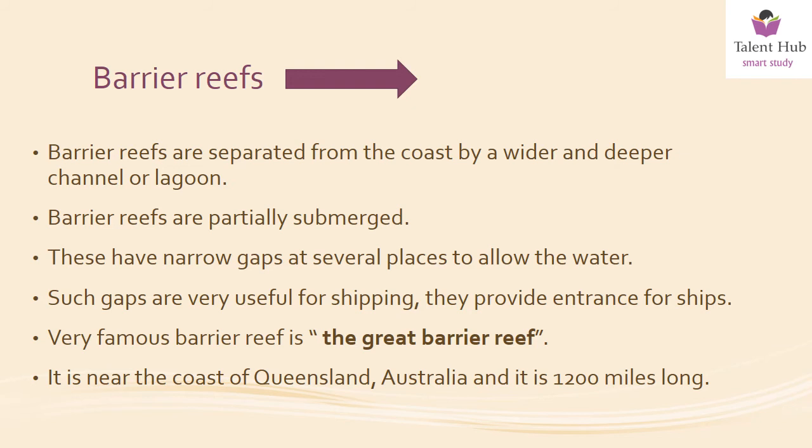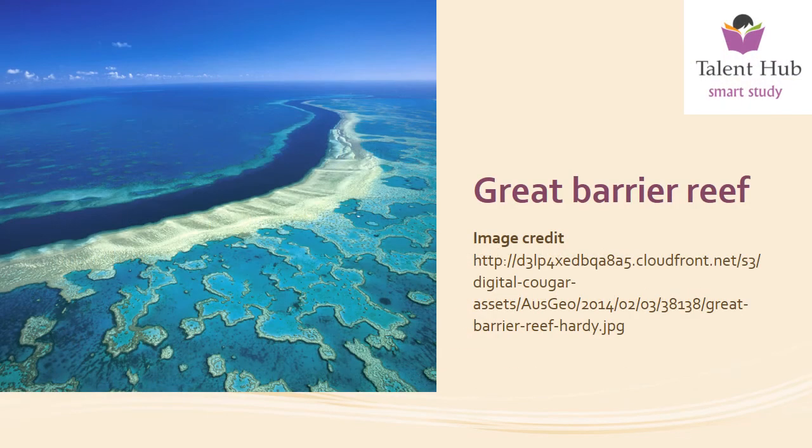The very famous barrier reef is the Great Barrier Reef. This is very important, and this Great Barrier Reef is found near the coast of Queensland, Australia. Please remember this name. It is 1200 miles long, so it is very long. So this was all about barrier reefs. You can see a satellite image of the Great Barrier Reef.